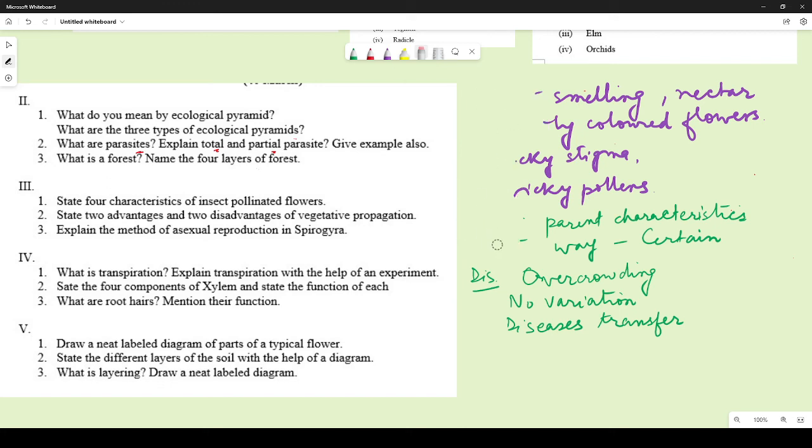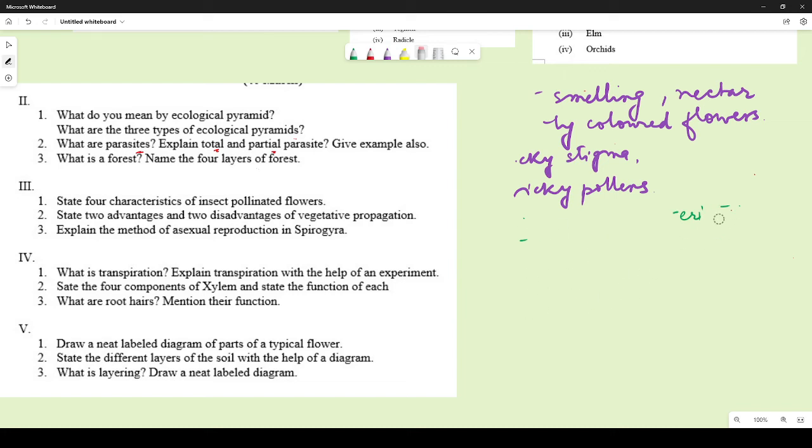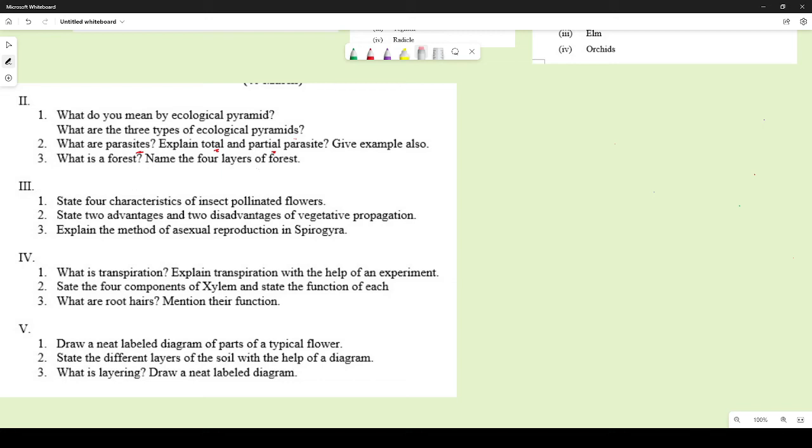Now let us talk about the next question, which is explain the method of asexual reproduction in Spirogyra. And you know that Spirogyra reproduces by fragmentation. So all you need to mention is that the cell body breaks into different fragments or smaller pieces, and each of the smaller pieces grows back into a new plant. So you need to explain about the fragmentation and also draw the diagram along with it. It is always better to use the explanation with diagrams wherever you can draw it, even though it does not say over here.